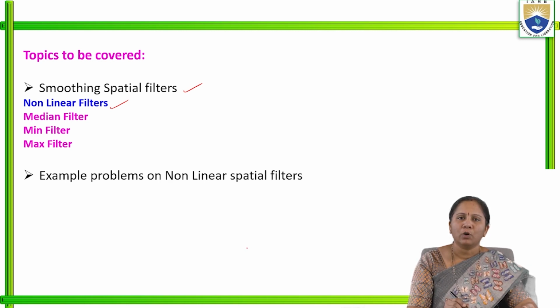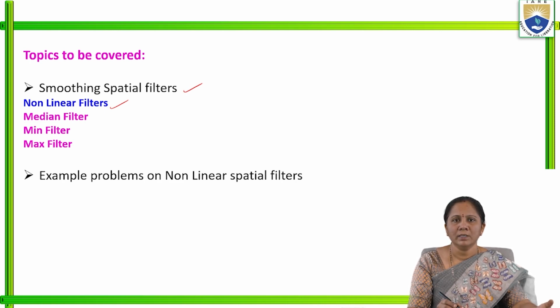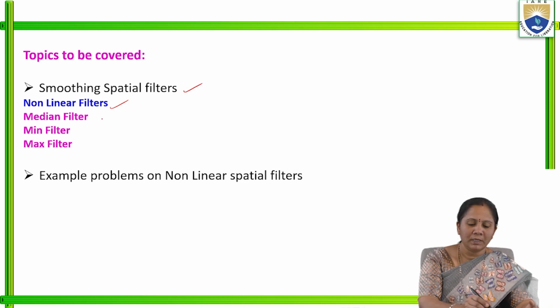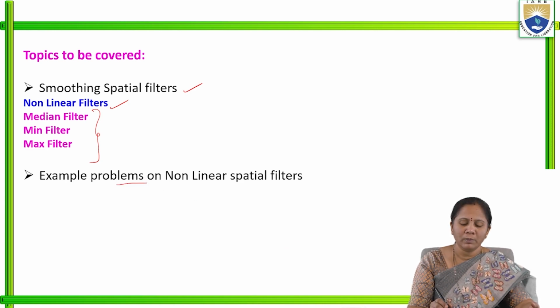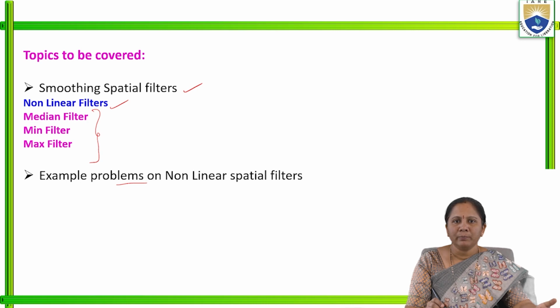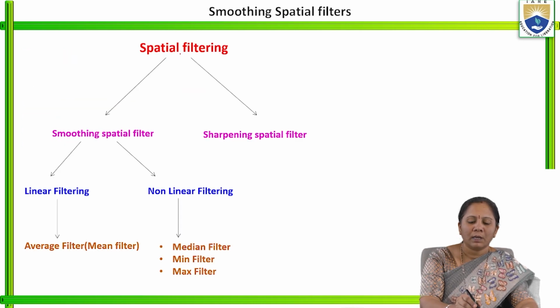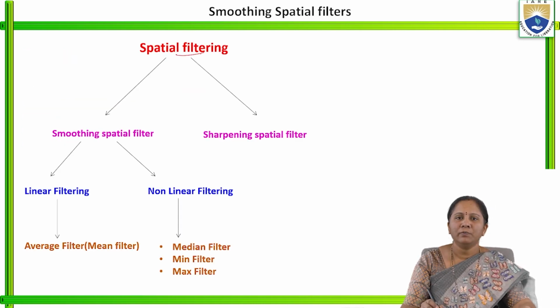Under non-linear filters, we have three types: median filter, minimum filter, and maximum filter. We will learn in detail about these three types of filters, and we will also solve some example problems related to the non-linear spatial filter. That is, one problem related to the median filter, one related to the minimum filter, and also one related to the maximum filter.